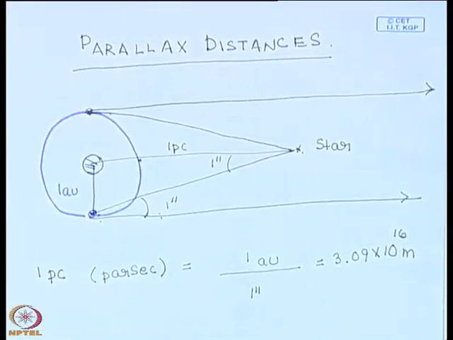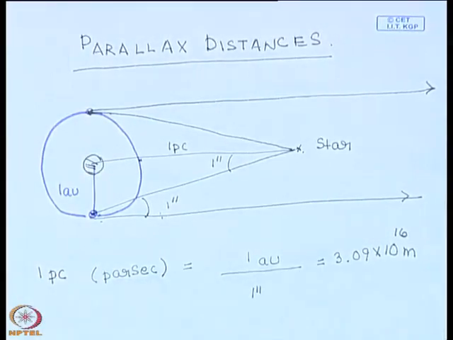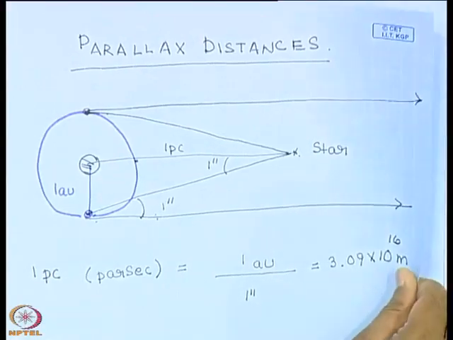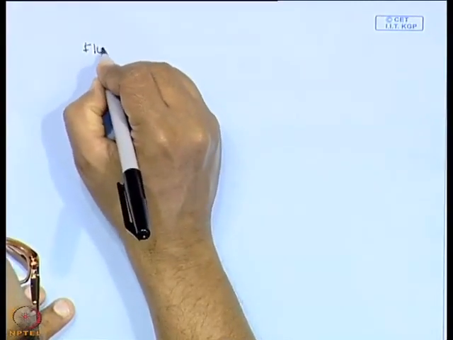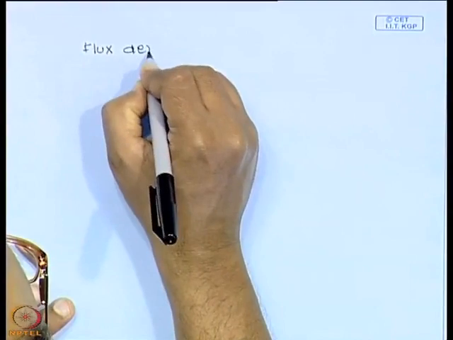So, within the galaxy, for the stars that we see, we shall be talking about distances in parsecs, kiloparsecs, etc. Okay. So, this is the first thing. Next, let us consider the observations of stars or other astronomical objects. The quantity that we shall start with is the flux density.